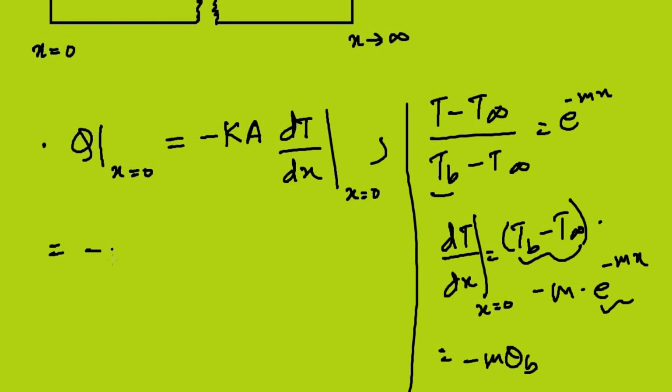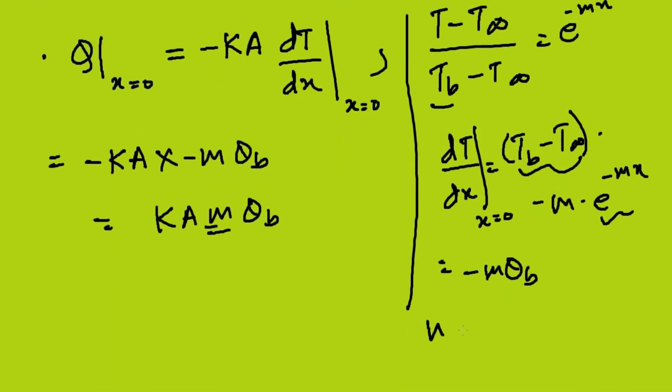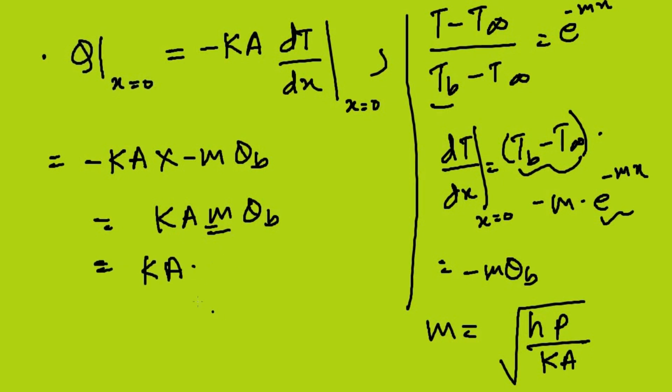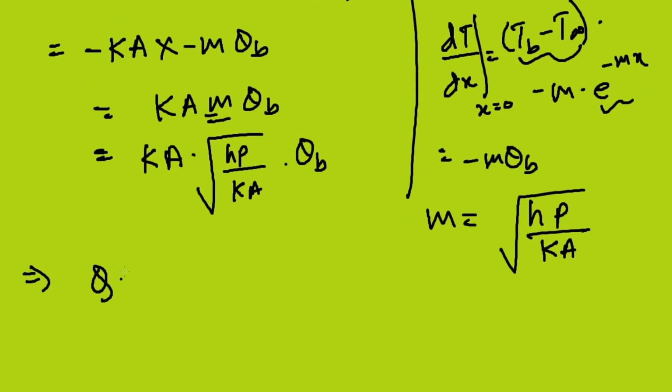So over here I can write minus kA times minus m theta b. So this is equal to kA m theta b. Now I hope you remember what this m was. This m was assumed to be root of hP by kA. So if I replace it, it becomes kA times root of hP by kA times theta b. So what is this Q? Q at x equal to 0 is nothing but equal to root over hPkA times theta b.